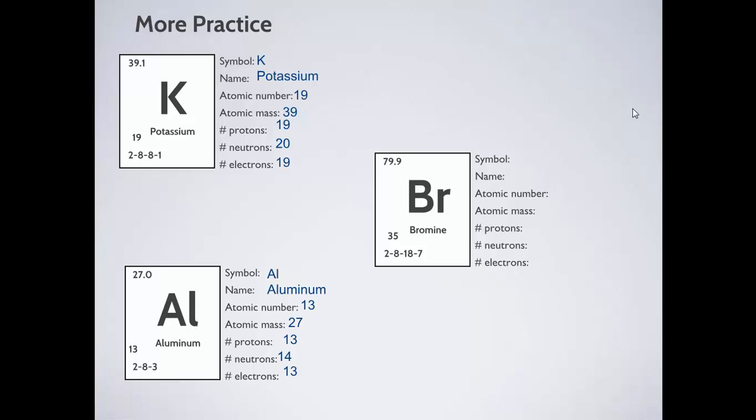How about bromine? Symbol. Br. Name. The name is bromine. Correct. Atomic number. Atomic number is 35. Atomic mass. 79.9, I rounded to 80. Yes. Number of protons. 35. Neutrons. 45. Electrons. 35. Excellent.